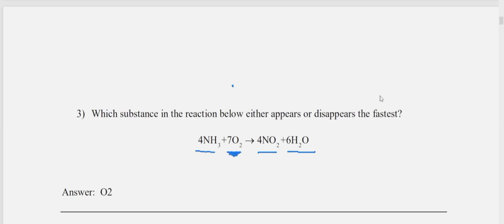At the same time, when 4 moles of ammonia disappear, 4 moles of NO2 get formed and 6 moles of water also appear here. But the rate of formation of NO2 and water is lower than the rate of consumption of oxygen. So here the question is, which substance appears or disappears fastest? The answer is oxygen. The rate of disappearance of oxygen is the fastest here.